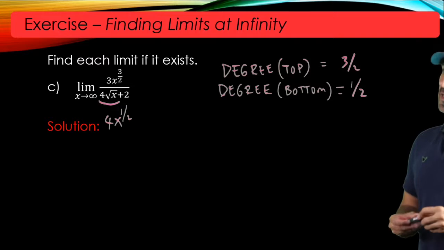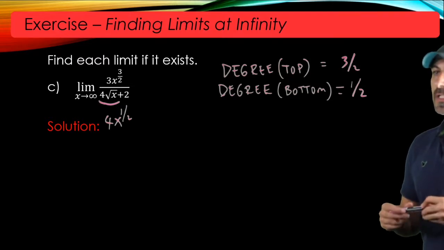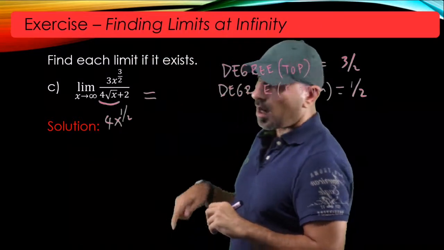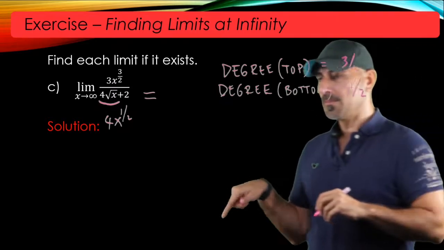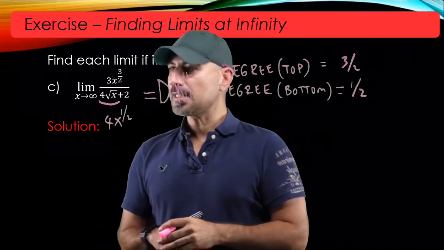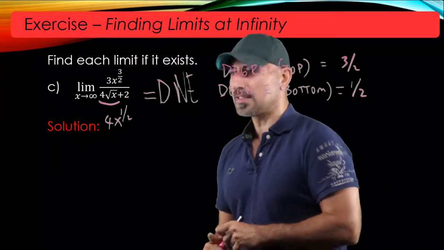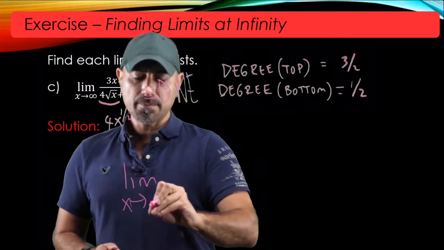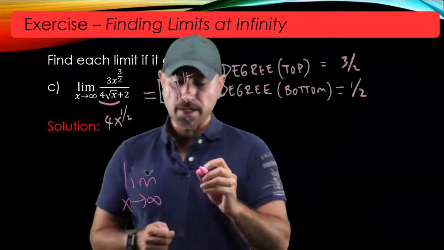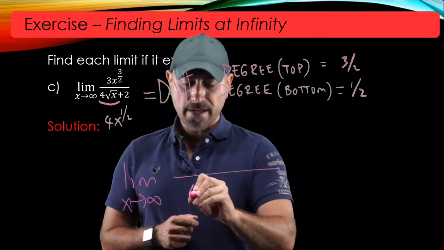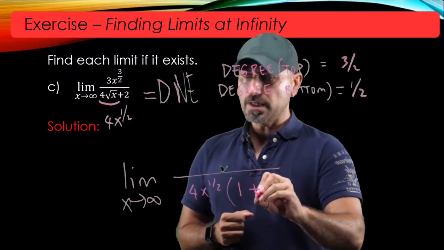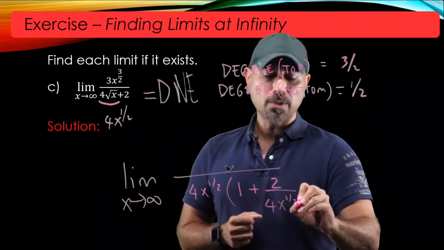So now we're in the case of the degree of the top greater than the degree of the bottom. That is going to tell us that this limit, by using our fact that I showed in the first slide, does not exist. Again, let's be rigorous and prove that the limit doesn't exist. Here we go. This time, I'm still factoring out the highest degree term out of the top and the bottom. So in the bottom you have 4x to the power of 1/2 factored out. So you have 1 plus 2/4x to the power of 1/2.